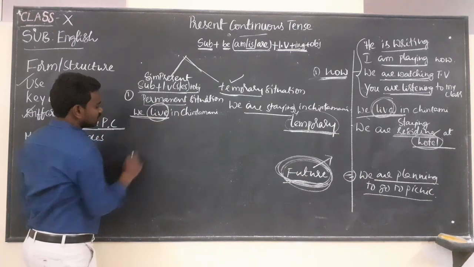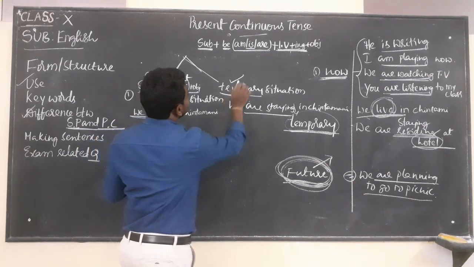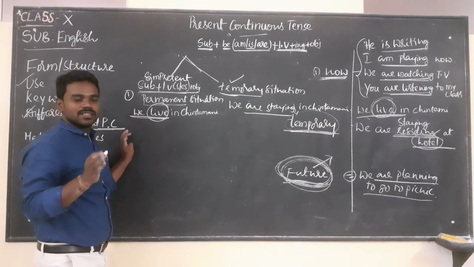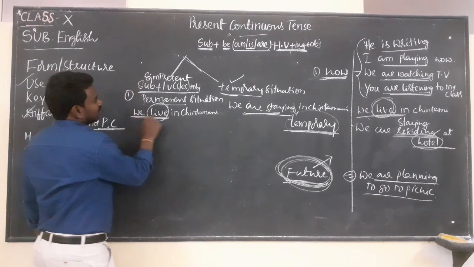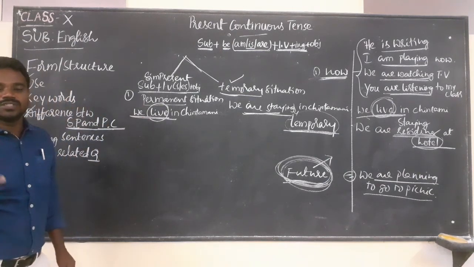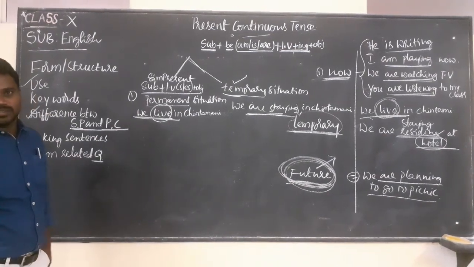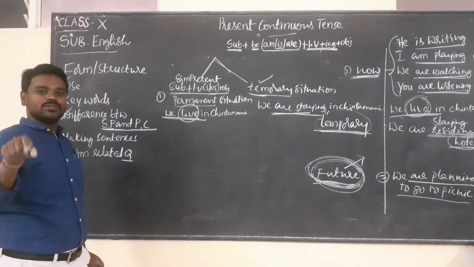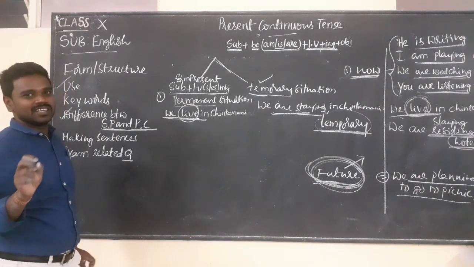Now the second use. We use present continuous to talk about some activity or action. There are some verbs in English which we should not use in present continuous tense. For example, can we say "I am hearing you"? No, we should not say that. We can say "I am listening to you," whereas "I am hearing you" we cannot say. Why?